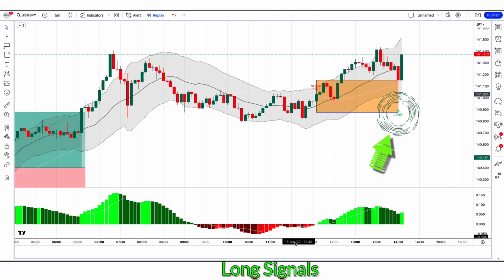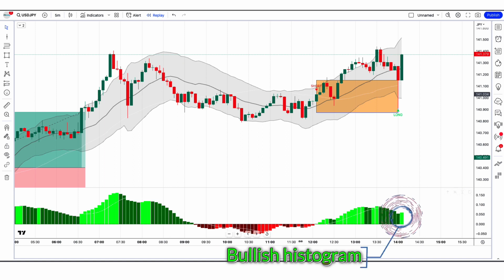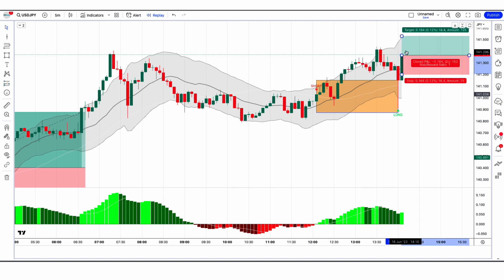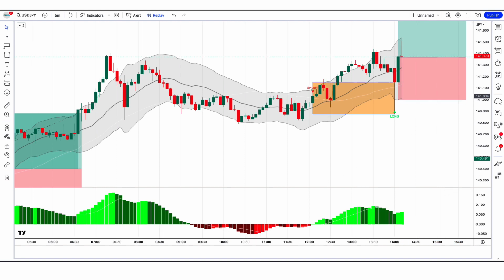The MA pullback indicator has given us long signals. The market has made a bullish candle to give confirmation and above the middle line. The MACD RSI indicator of histogram is bullish histogram. All these conditions are met, we will place a buy order. Our stop loss will be placed at the VWMA Keltner bands indicator of lower bands line. And the risk to reward ratio will be 1 to 1.5.